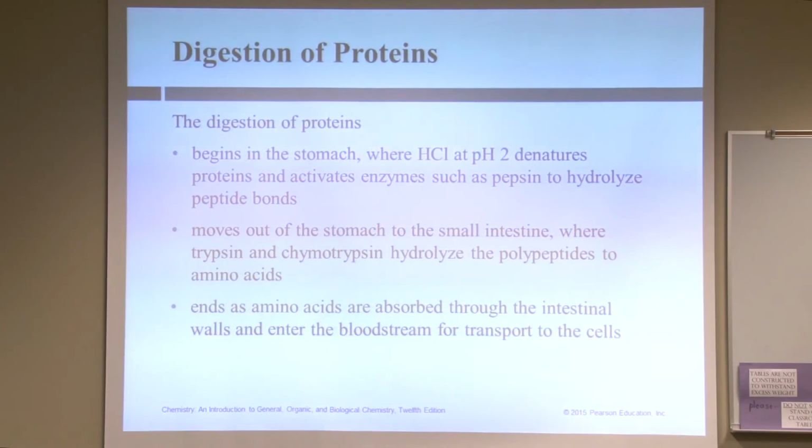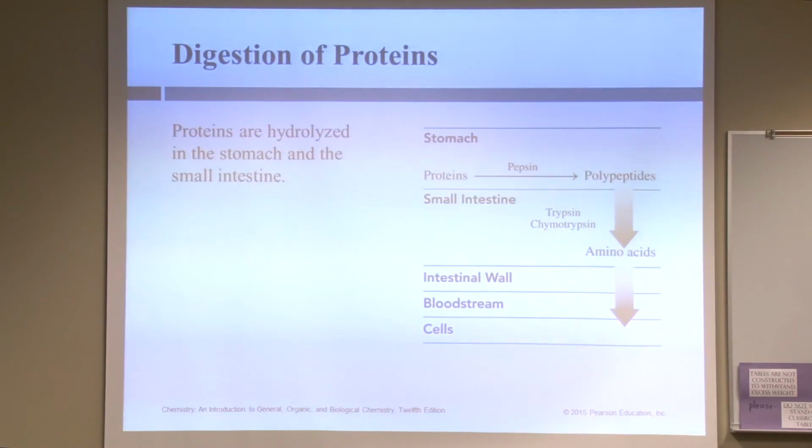Now this moves out of the stomach into the small intestine, where trypsin and chymotrypsin hydrolyze the polypeptides to amino acids. And in the end, amino acids are absorbed through the intestinal wall and enter the bloodstream for transport to the cells. So this is the path the protein takes, beginning in the stomach. Again, here is a graph: proteins, pepsin, polypeptides in the stomach, small intestine, trypsin, chymotrypsin into amino acids, going through the intestinal wall and bloodstream into the cells.